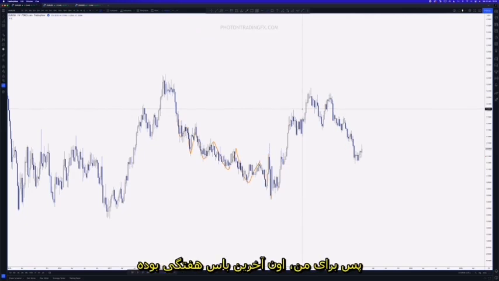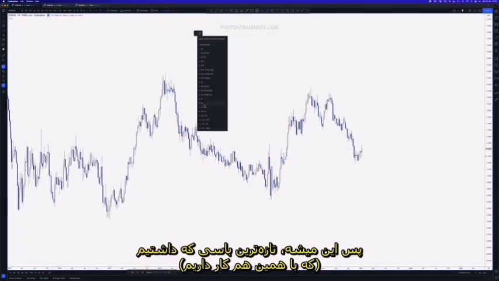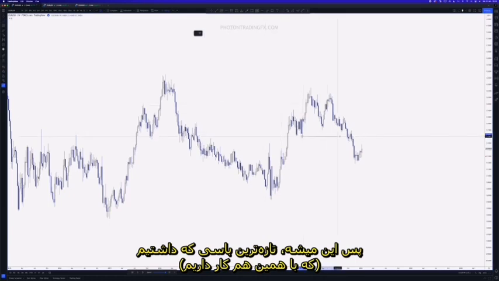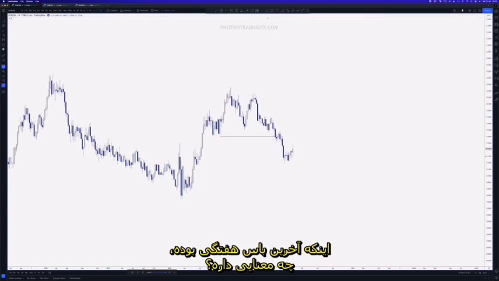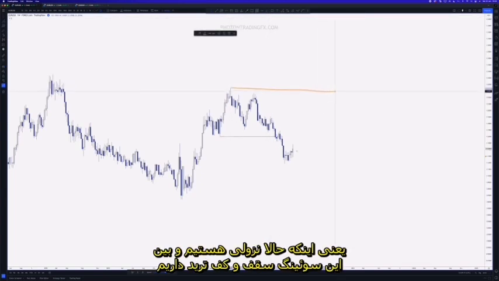Okay, so for me, that was the last weekly break of structure. So I'm just going to map on that one as it's the most relevant. Okay, cool. So if that's our last weekly break, what does that mean? Well, that means we're now bearish and we're trading between this swing high here and this swing low here.